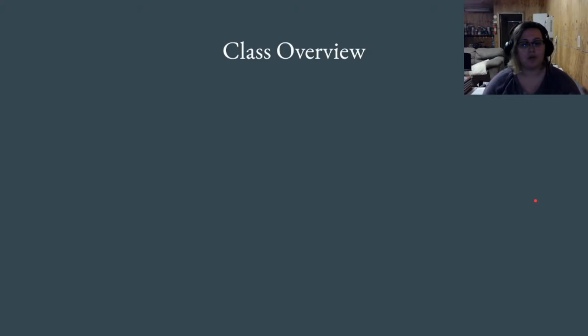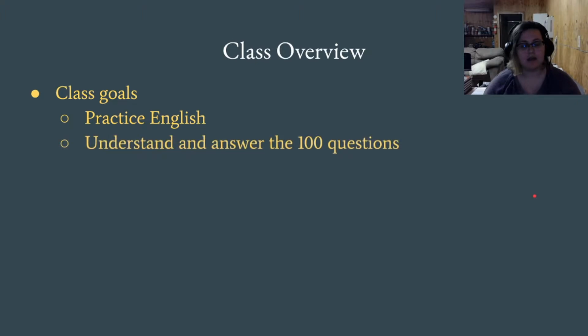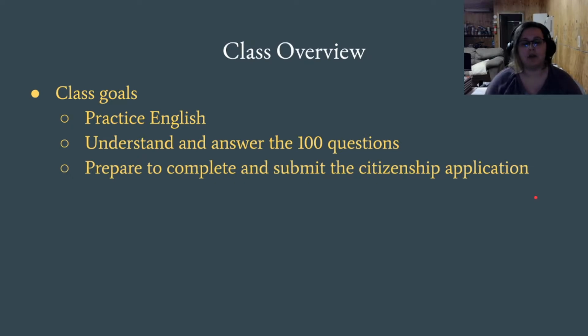So, as a whole, let's go over the class overview. There are three class goals. The first goal is that I want you to be able to practice your English skills so that you are able to complete the test, because you are required to complete the test in English. Second, I want to help you understand and answer all of the 100 questions included in the civics test because, like I said in the introduction video, you will not be asked all 100, but we do not know which 10 questions you will be asked, so you need to know all of them. And then finally, I want to prepare you to complete and submit the citizenship application.